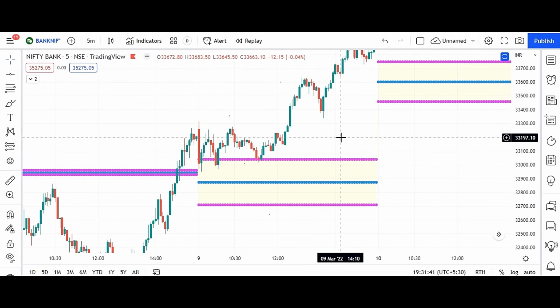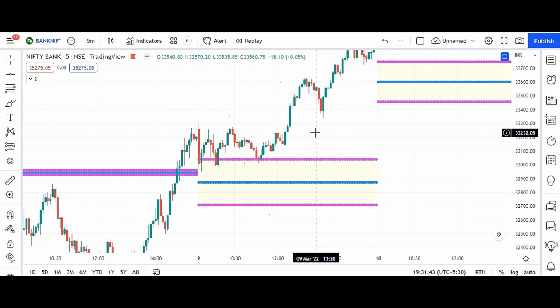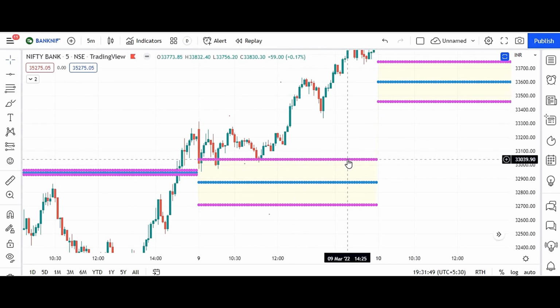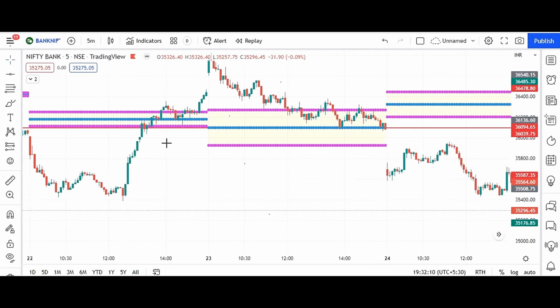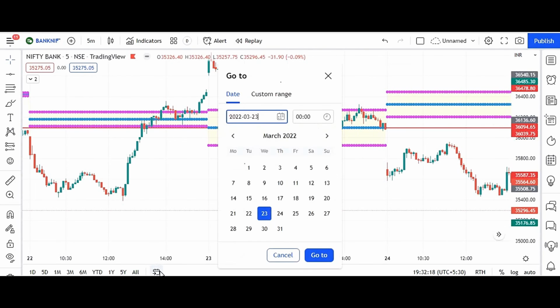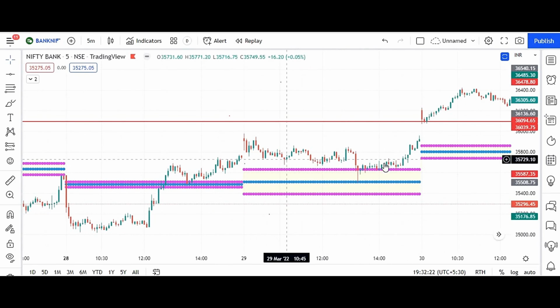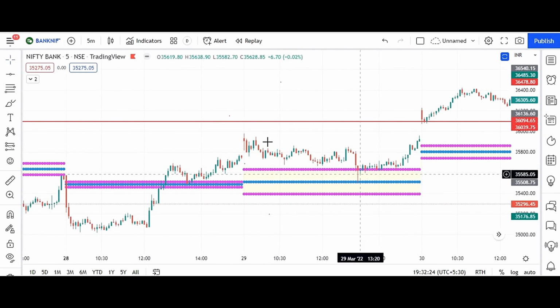If you are trading only Bank Nifty, you just sit out. If you are trading stocks also, you can look for other instruments. You avoid trading Bank Nifty on such a day. Let's look at another example. This is another example. We don't trade on that day. Another volatile day. Next. See, this is a sideways day. We don't trade on that day.